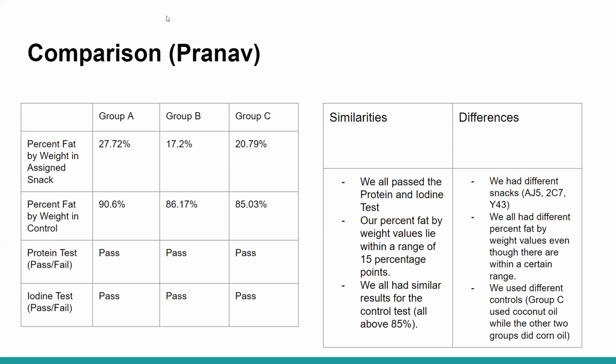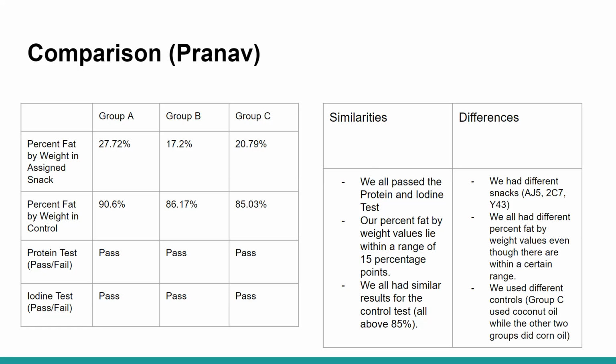There were three similarities. The first was they all passed the protein and iodine test. The results are reliable. They don't have any starch or protein. The second is all the percent fat by weight values were within a range of 15 percentage points, so they're all pretty similar. And they all had similar results for the control test, all above 85%. So there's a good amount of validity behind all the results.